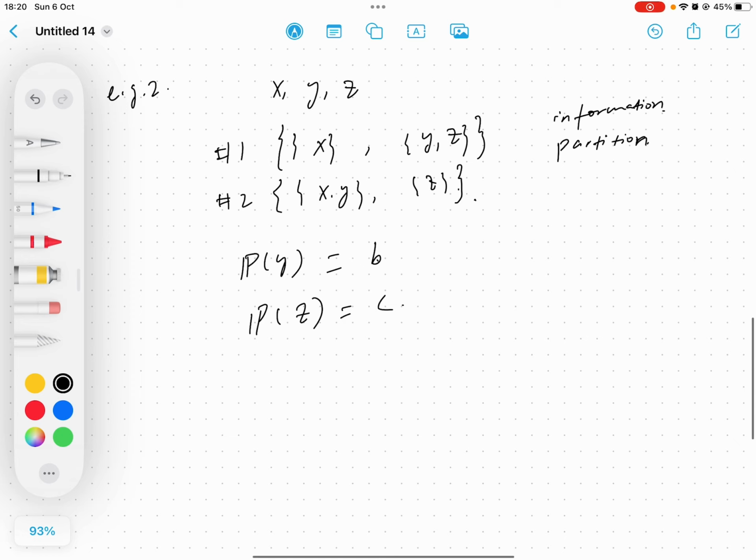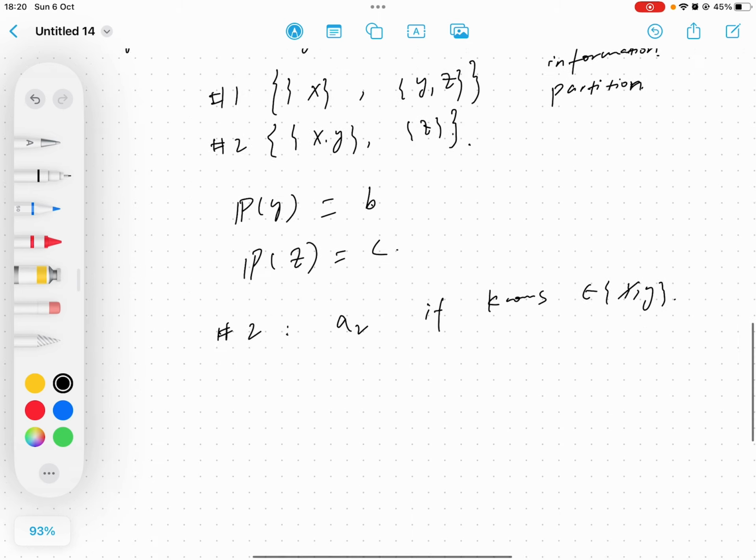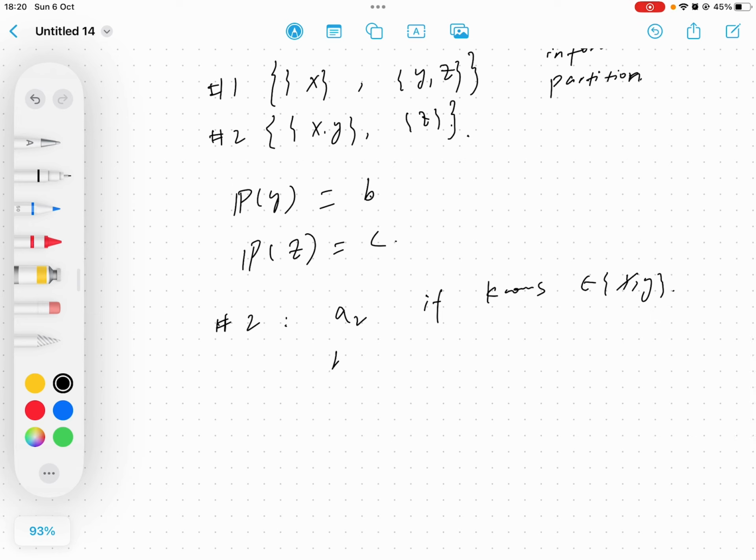So the player 2 strategy is to take the action a2 if player 2 knows that the realization of the state is in X and Y, so in this set, and takes b2 if he knows it's Z.